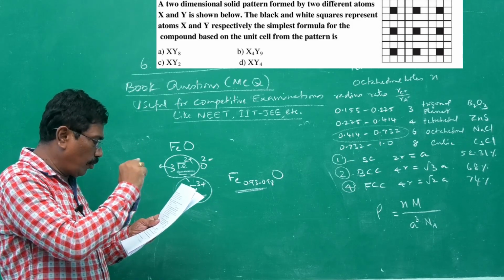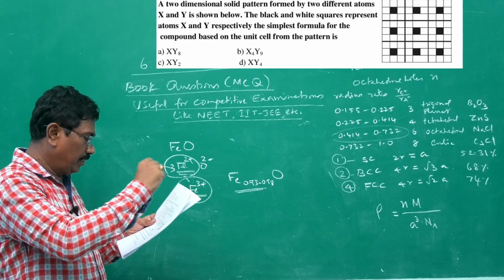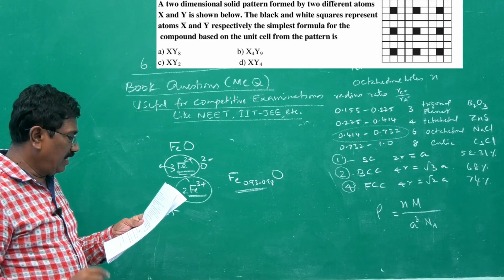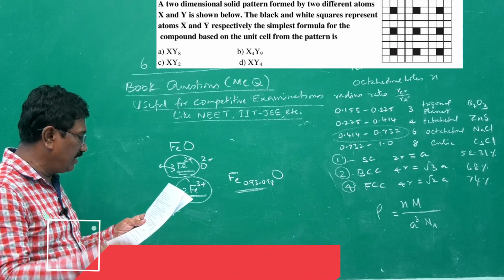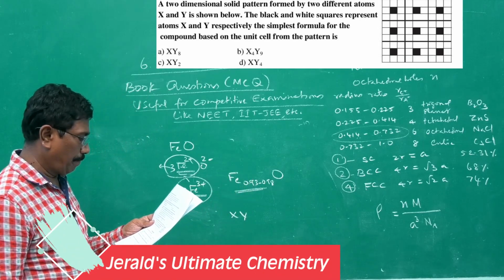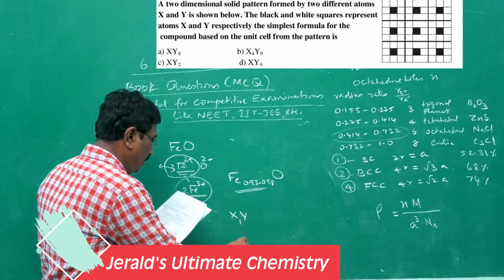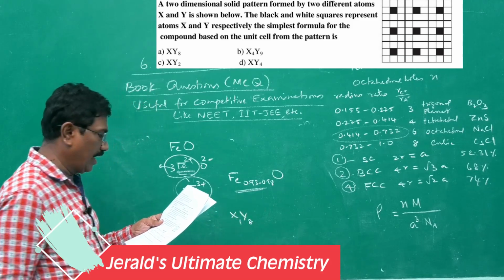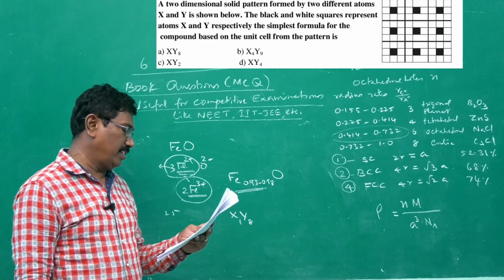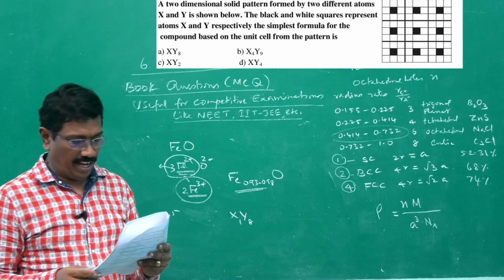Finally, question number 25, where they have given boxes containing totally 9 cubes. Out of 9, one is darkened. The darkened one, the black square, is considered as X, and the white square is considered as Y. If we have one black, we have 8 white. So the molecular formula is XY8. That is option A.